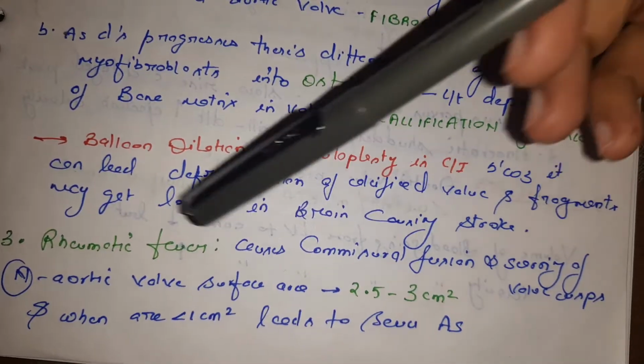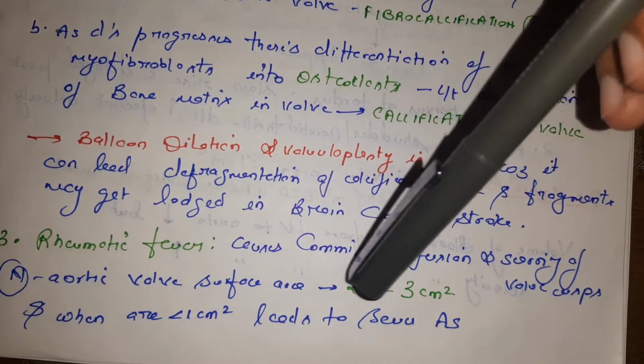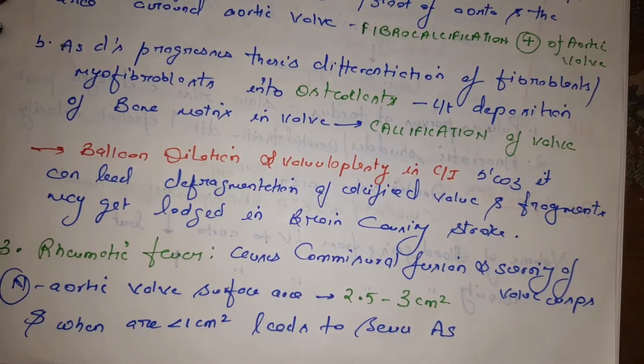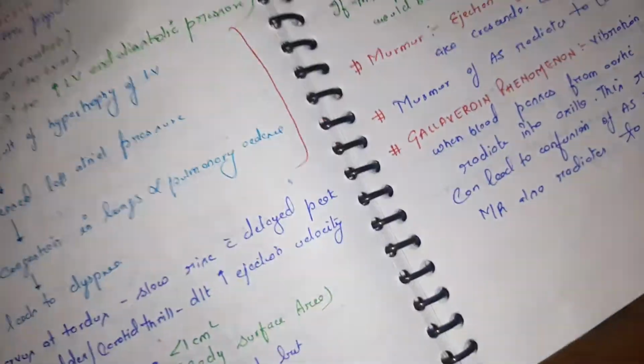So there are other factors, like rheumatic fever, which can be one, that is the commissural fusion and scarring of the valve cusp. The normal aortic valve surface area is 2.5 to 3 centimeter square, but here it will be less than 1 centimeter square.